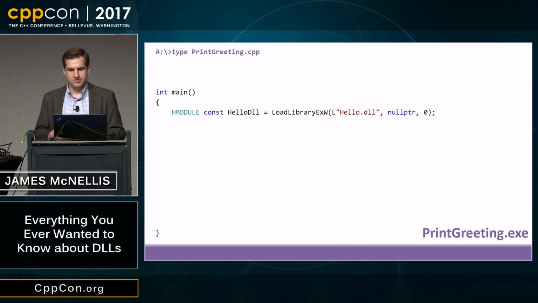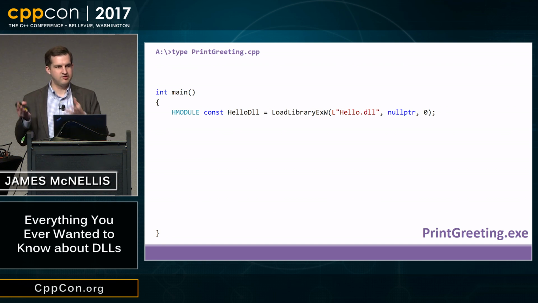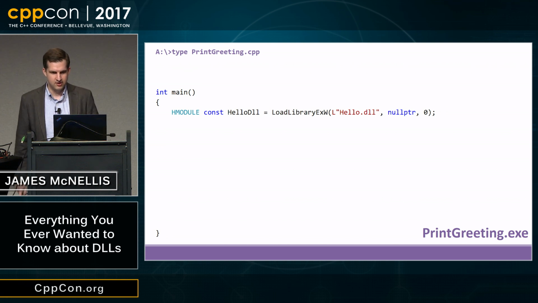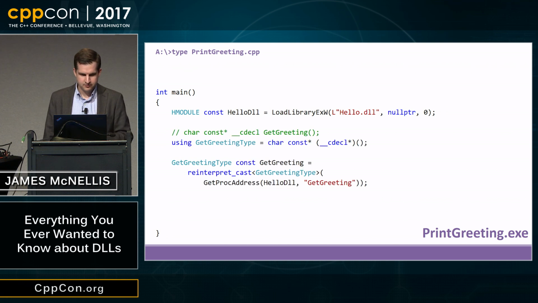What we're going to do is call this LoadLibrary function that basically finds the DLL, loads it into memory, and gives us a handle back called an HMODULE that we can use to refer to the DLL that's been loaded in memory. So this will do that.